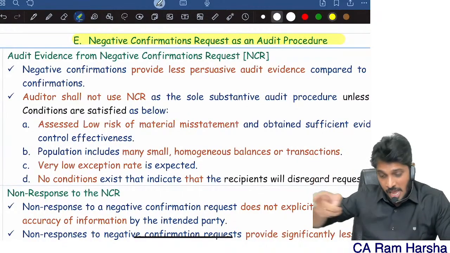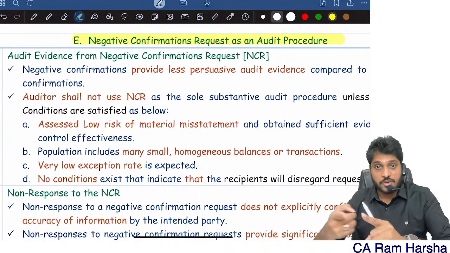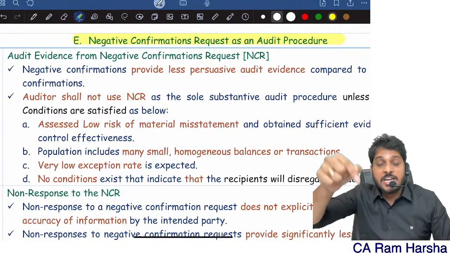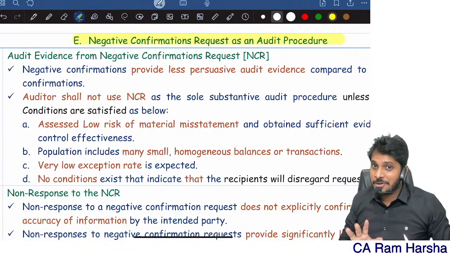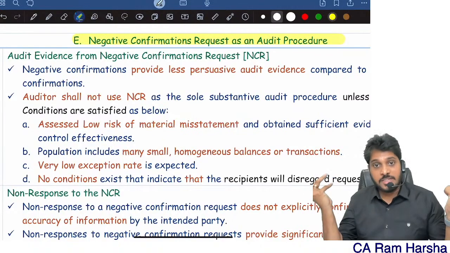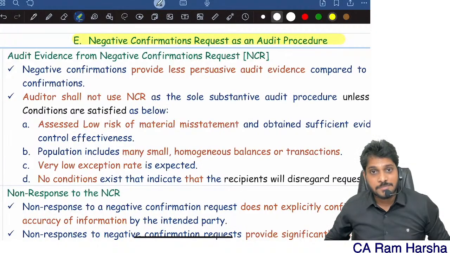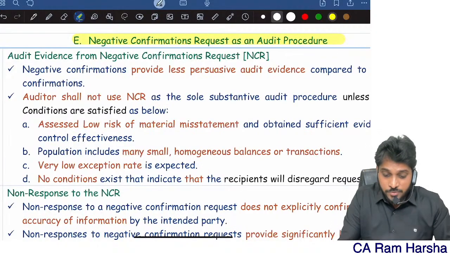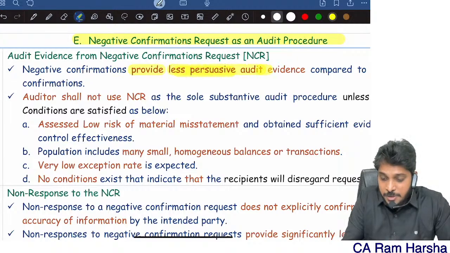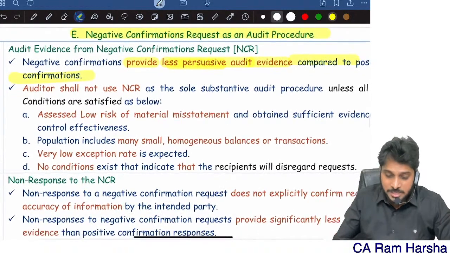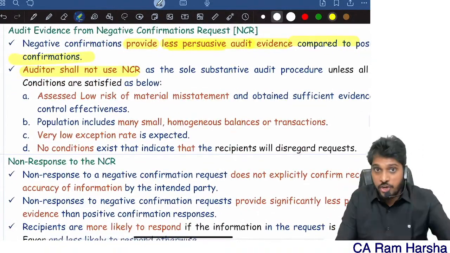But actually, between our client's books of accounts and the third party's books of accounts, there is a lot of difference. And when you investigate, you will know that our client's books are wrong. But what happened, you sent a negative request, the third party did not reply. So the auditor felt everything is matching, our client's books of accounts are right. That's why negative confirmation request is very dangerous. Negative confirmation request provides less persuasive evidence. It is less convincing than positive confirmation request. Auditor shall not use NCR.